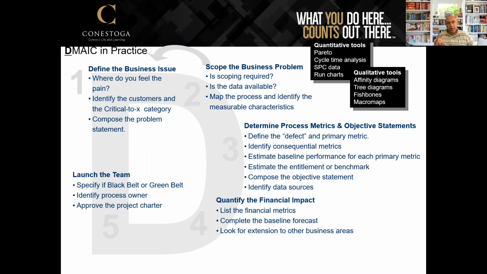So in Six Sigma, we have belts, we have levels. There's white belt, yellow belt, then green belt, and then black belt, just like the karate one. So you identify the process owner, and then you create a project charter. The project charter has this information in it.